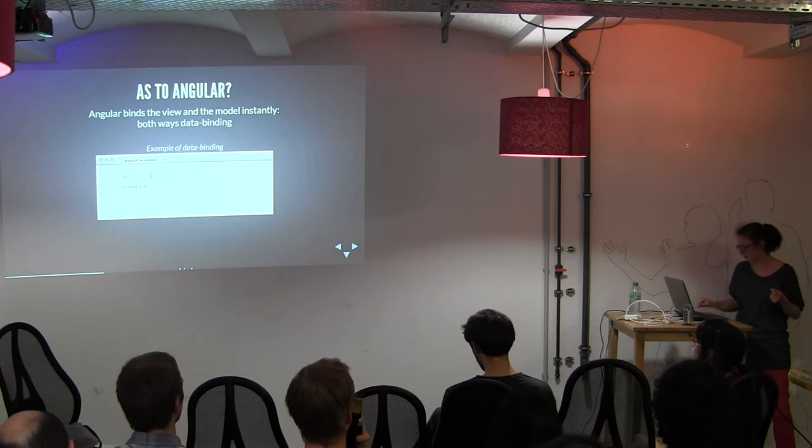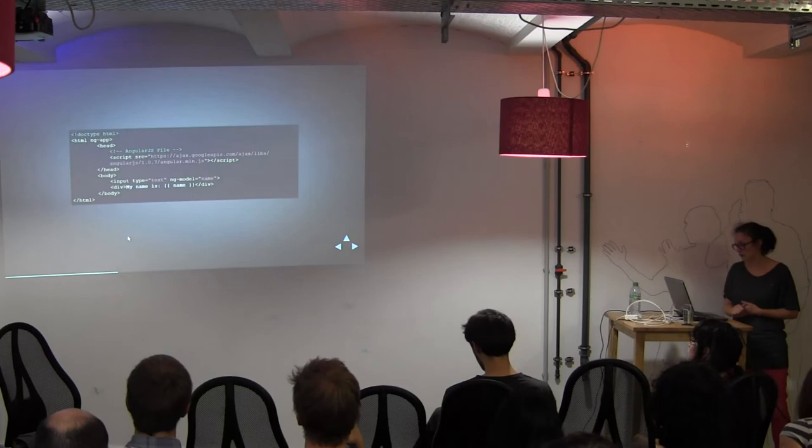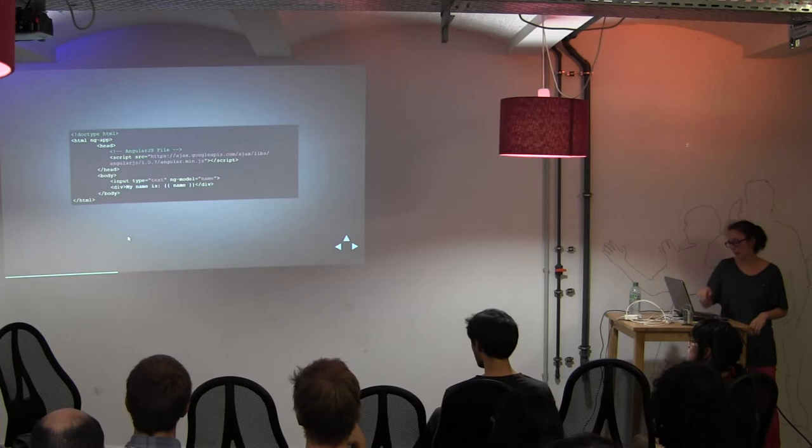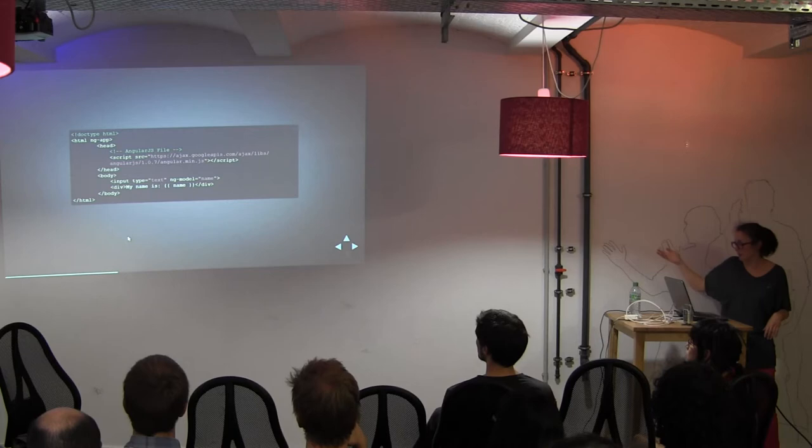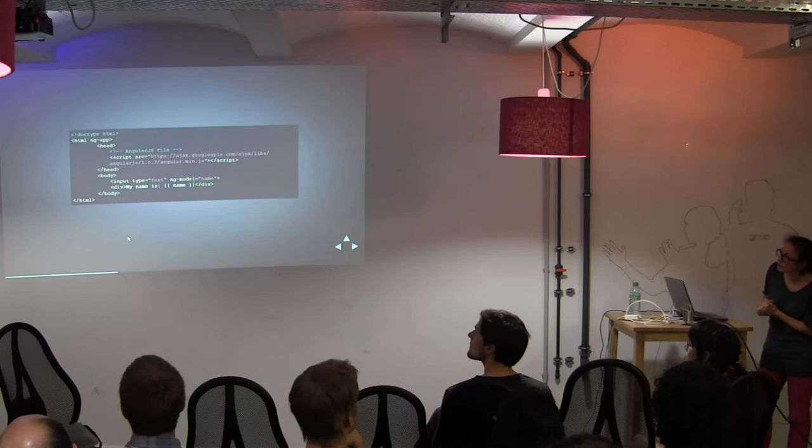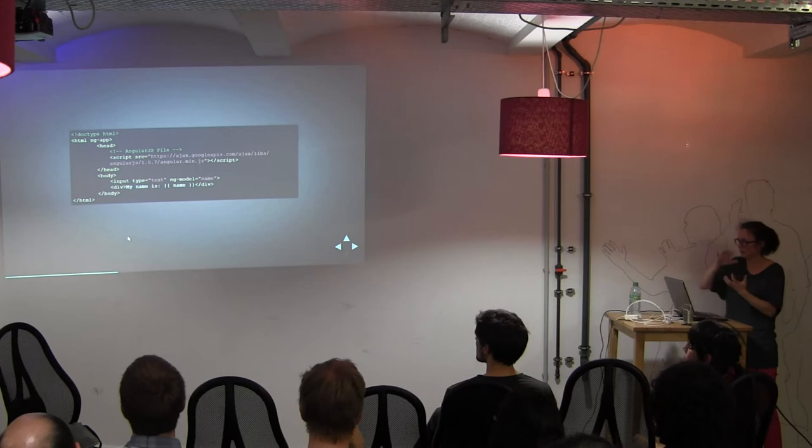Okay. And to do that, we only need two lines. In your view, in your HTML, you have the input field with this ng-model that links to the view. The curly brackets will call the ng-model attribute, and this is the way you link the two values.